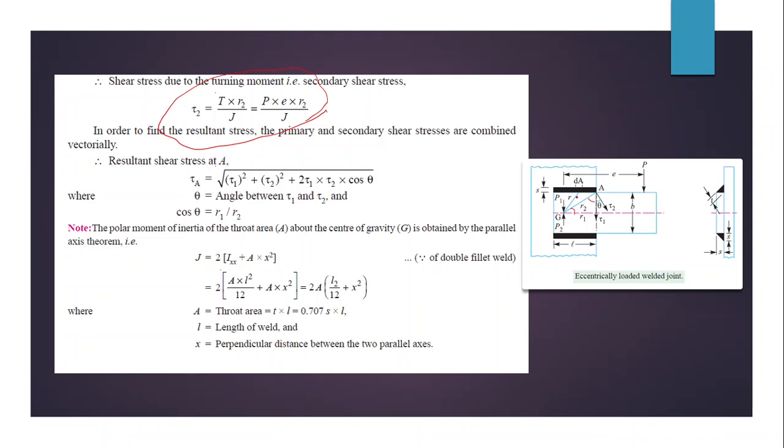Then from this right angle triangle, cos theta is equal to R1 by R2, where R1 is the distance between the point A and G along the x-axis, the horizontal direction, which is passing through G. That is the distance R1. Then cos theta is equal to R1 by R2.